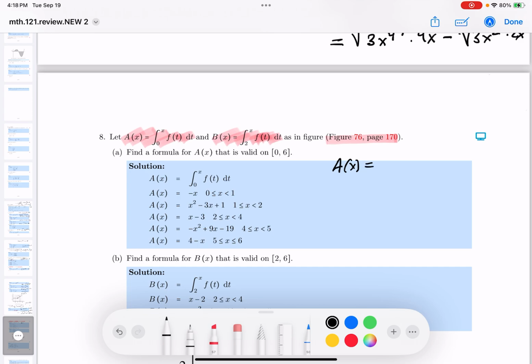And what's that going to be? An integration from 0 to x. You know what? That's kind of screwed up in the pen department. Let me get my eraser and do it again. 0 to x, f of t, and then dt. All right?